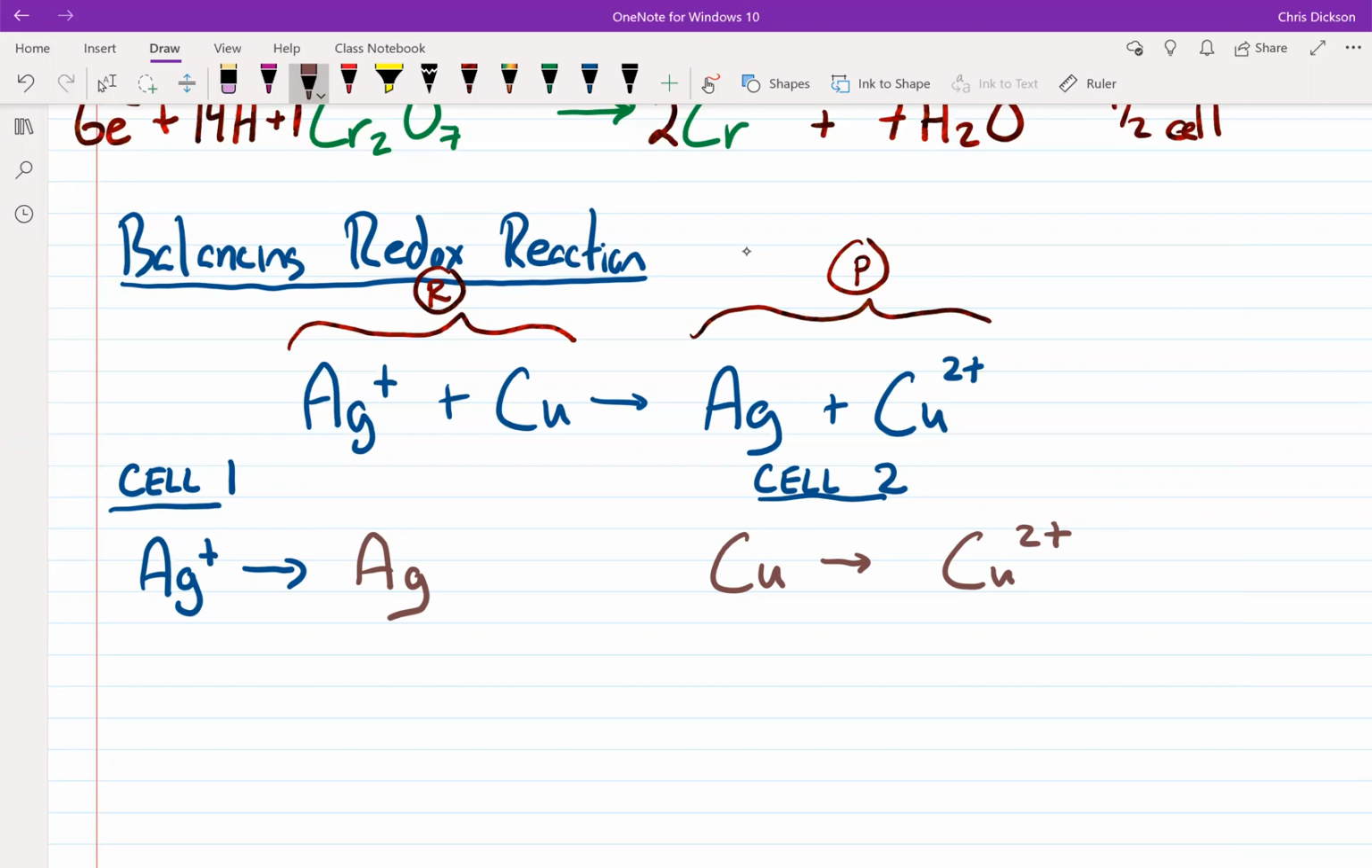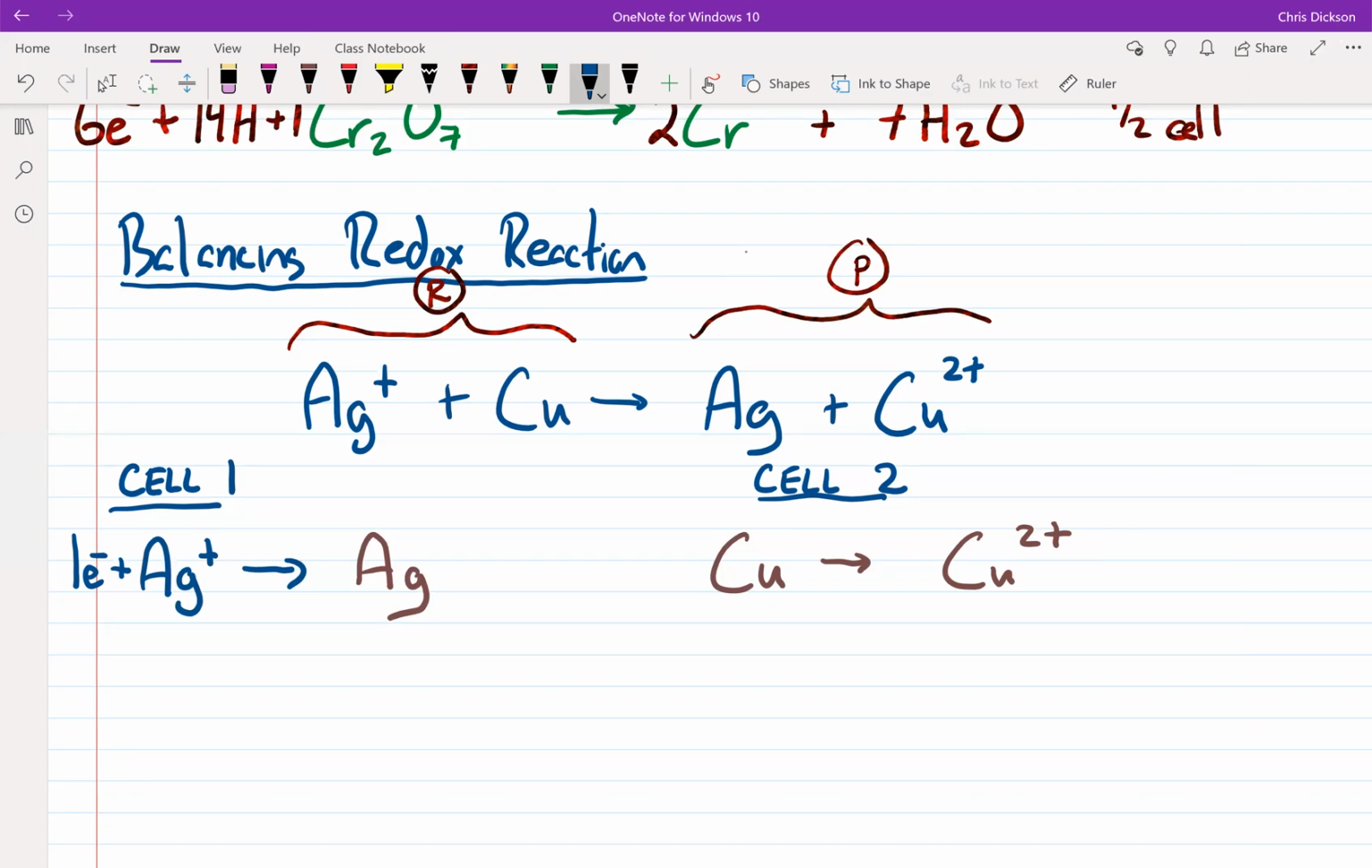But what I do now is I just balance these half cells just the way we did before, using the major hydroxide method. So major means major species. So in this case, silver. So silver is already balanced because you got 1 and 1. Then you balance out the oxygens, which there are none, so you can leave that out. You then balance out the hydrogens, which there are none, so you can leave that out. And then finally, you balance the charge. And to balance the charge, you'd have to add 1 electron to the left-hand side. And so you add 1 electron.